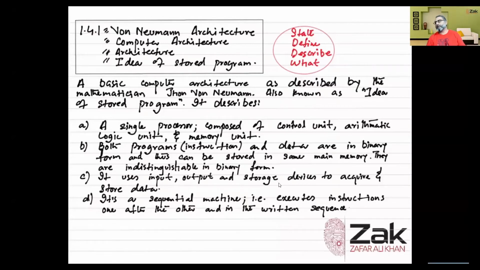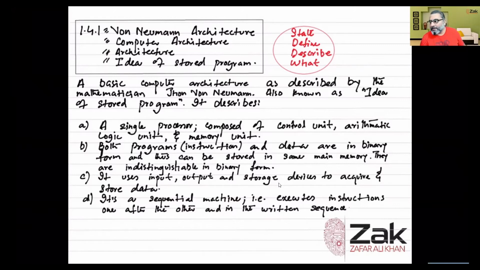Now see, if they say state, define, describe, what is von Neumann architecture, computer architecture, or just the idea of a stored program, in any of the cases you have to tell them these four things. A basic computer architecture as described by the mathematician John von Neumann, also known as the idea of a stored program. It describes a single processor composed of a control unit, arithmetic logic unit, and memory unit. Yes, these were not there before him. Both programs, meaning instructions, and the data are in binary form and thus can be stored in the same memory. They are indistinguishable in binary form, but still they can be kept in the memory.